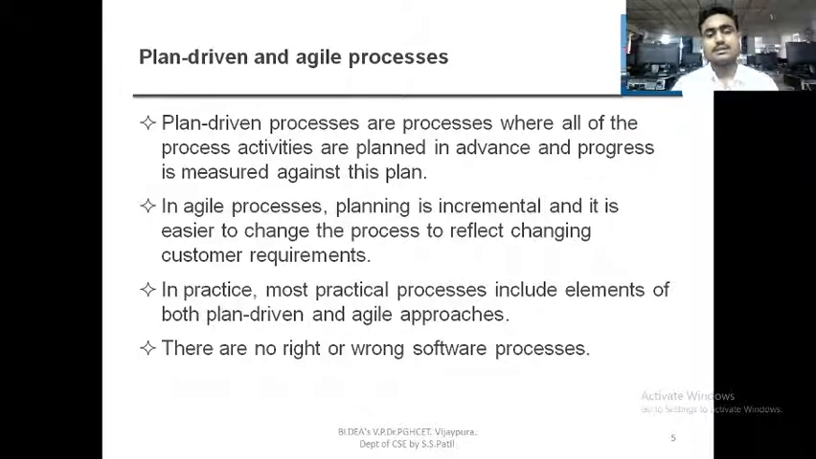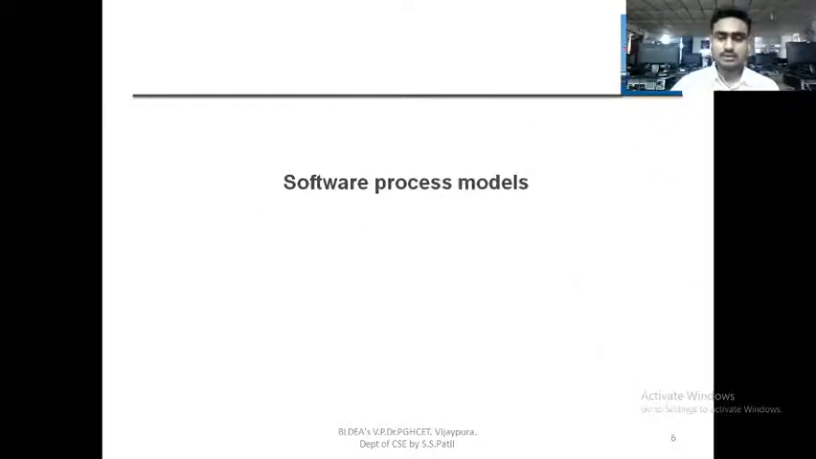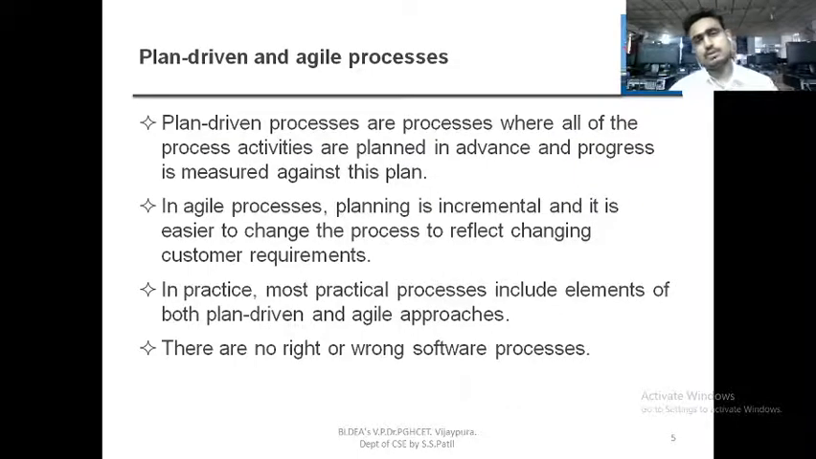Next, there is no right or wrong software process. The only thing is what the customer requires and what he exactly wanted to develop. If you achieve that, then that process is perfect. So we should not say that no particular software process is correct. Okay, understood? So this is all about the software process, plan-driven, agile and all those things.